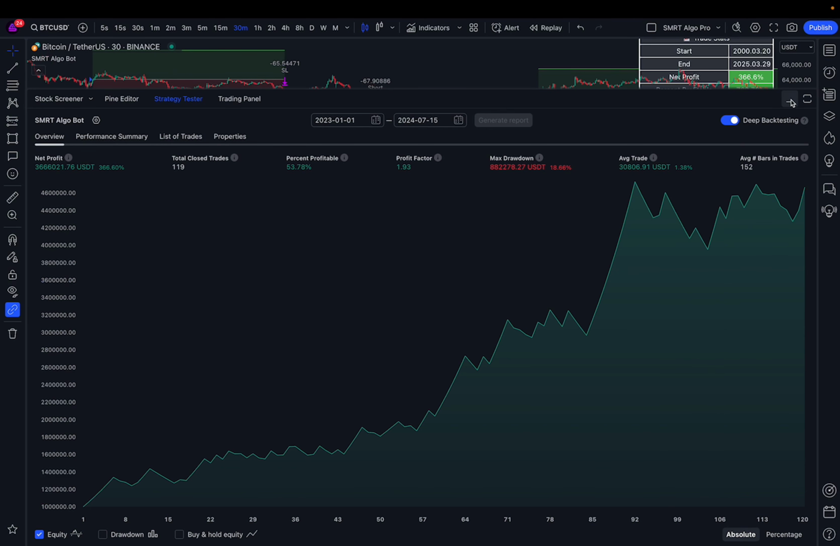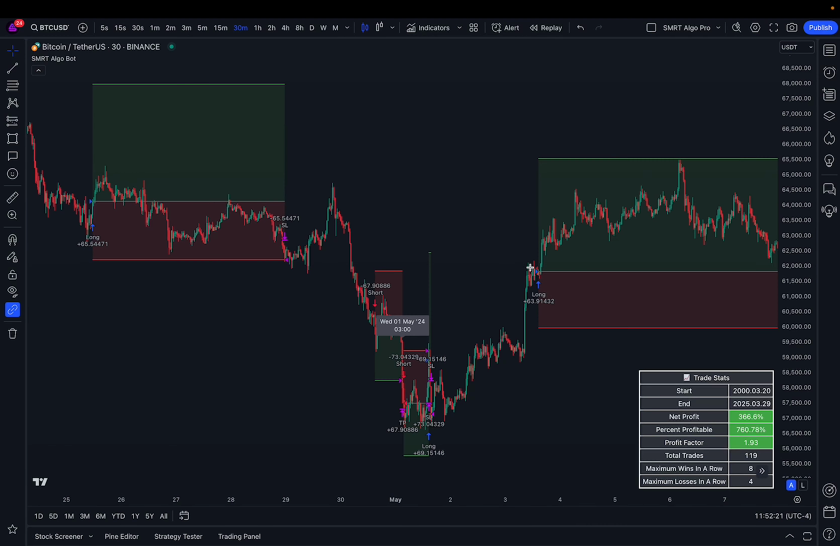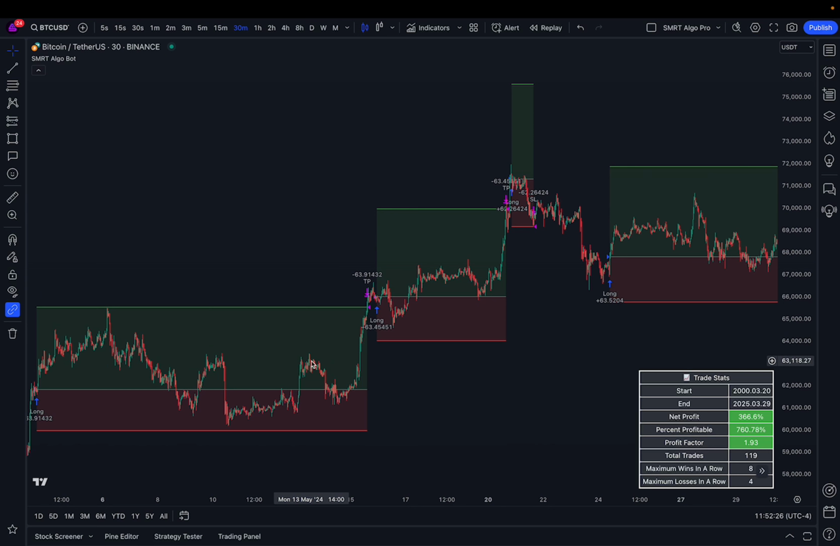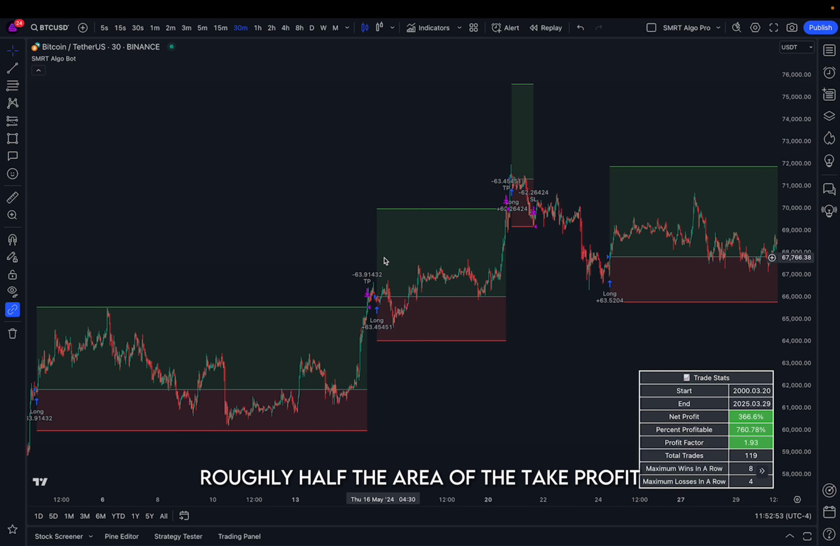If we close the strat tester and take a look at the trades, you can see that unlike the gold settings for Bitcoin here, we're actually using a risk reward ratio of around 2, meaning that every 1% that we risk, we are set to make 2%. If you look at this by eye, you can see that the area of the stop loss is roughly half the area of the take profit.